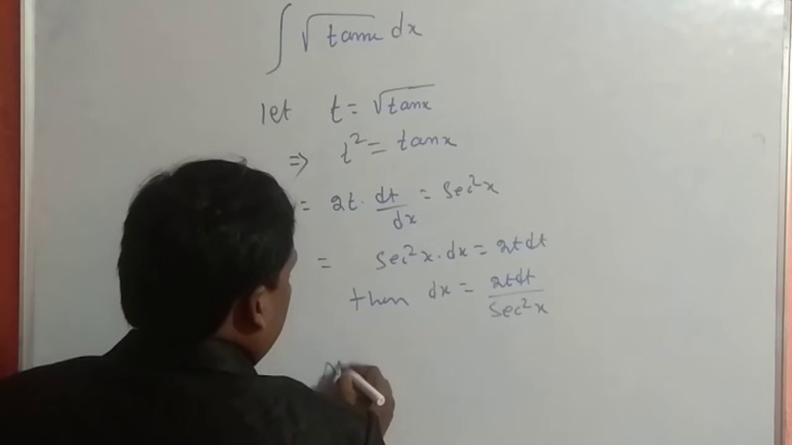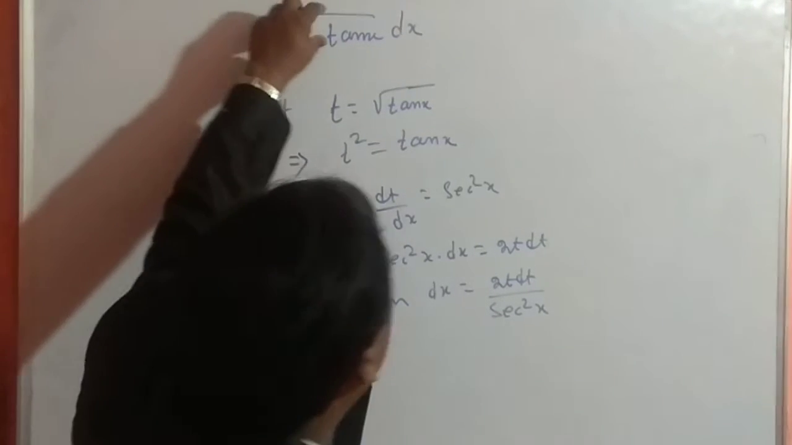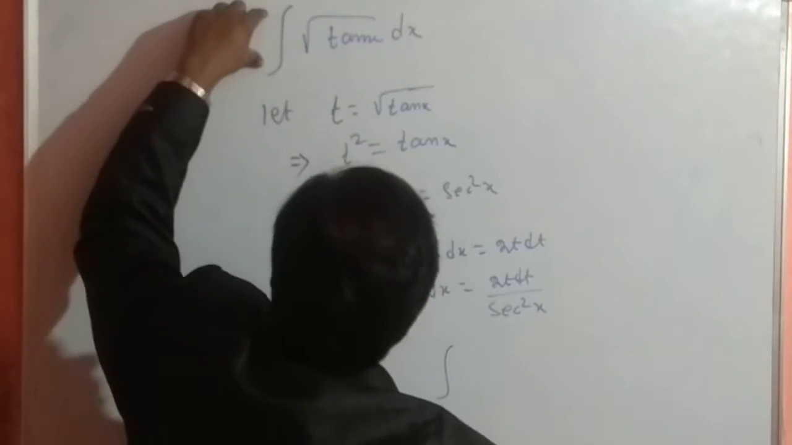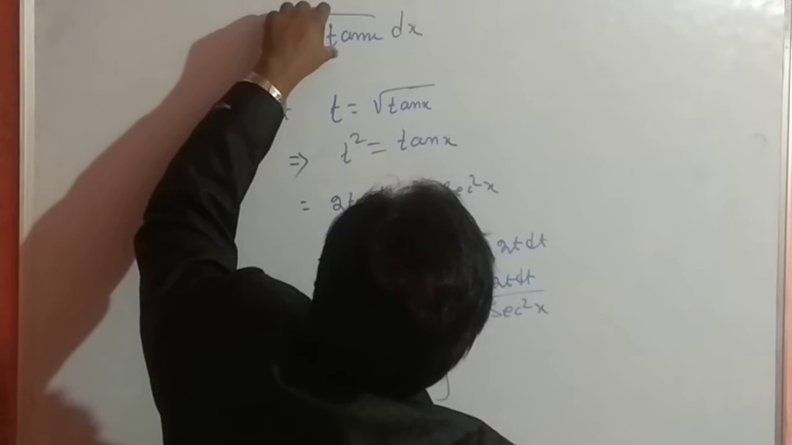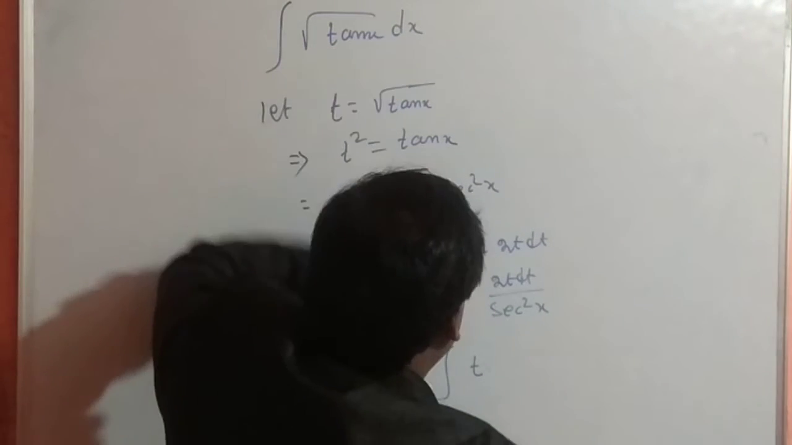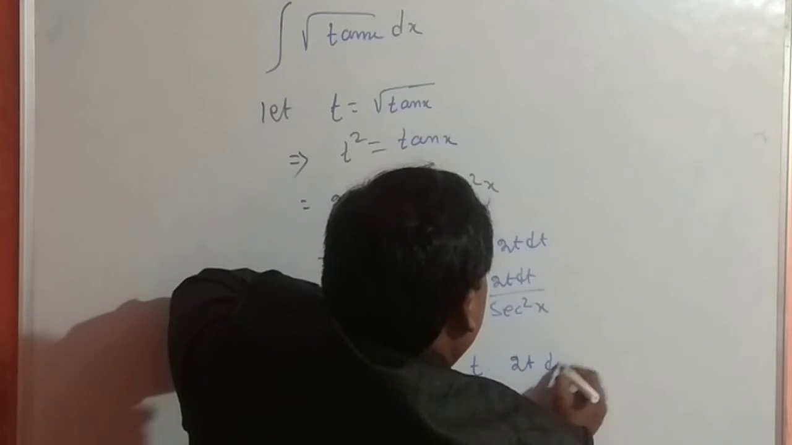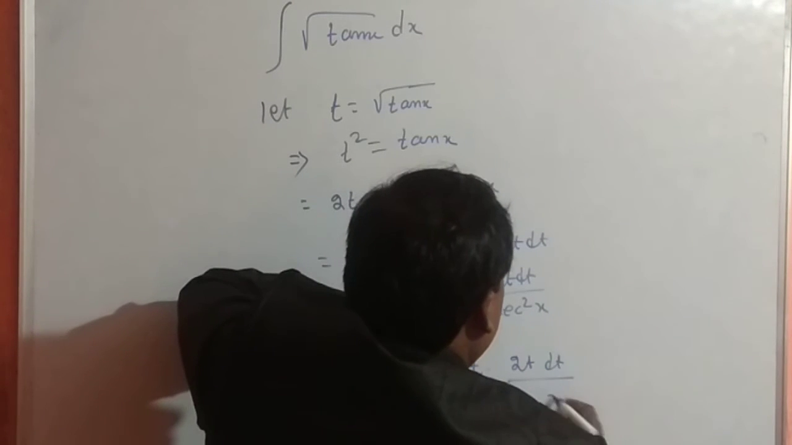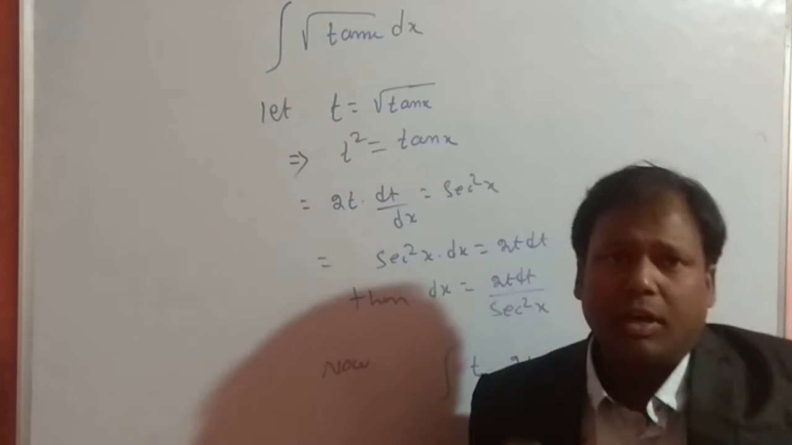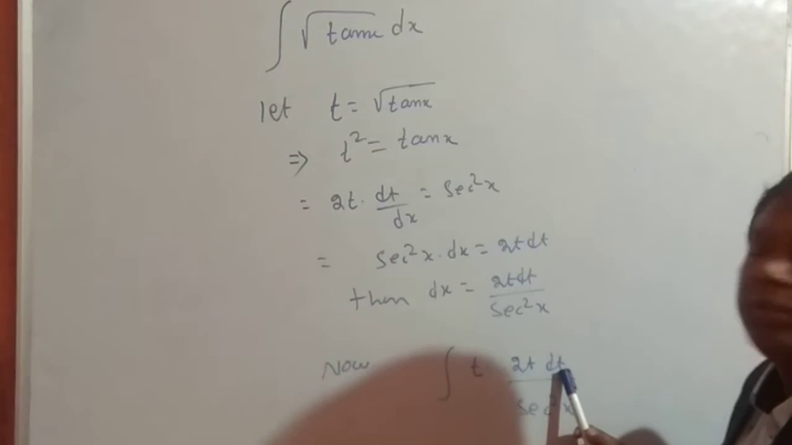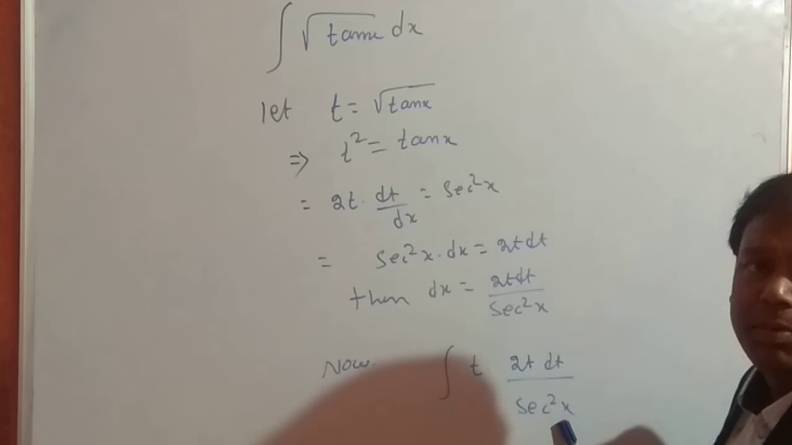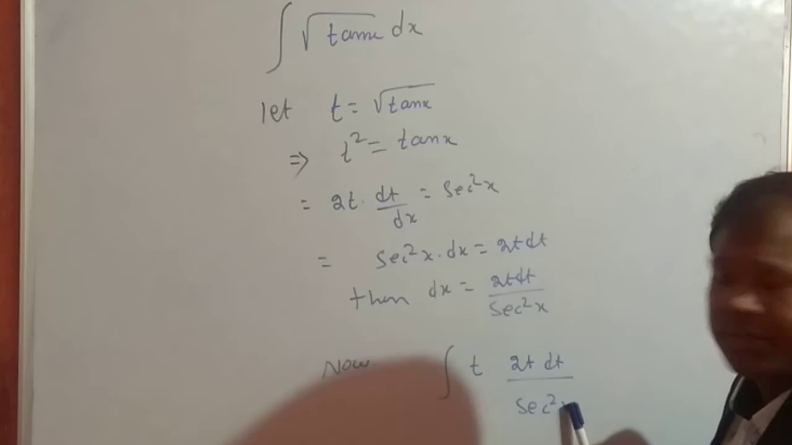Now we have integration of square root of tan x dx. This can be written as integration of, already we have taken square root of tan x is equal to t, so you write here t. Then dx is equal to 2t dt divided by sec square x. We must observe we already have a function with respect to dt, so it is necessary to convert the x function to the t function.